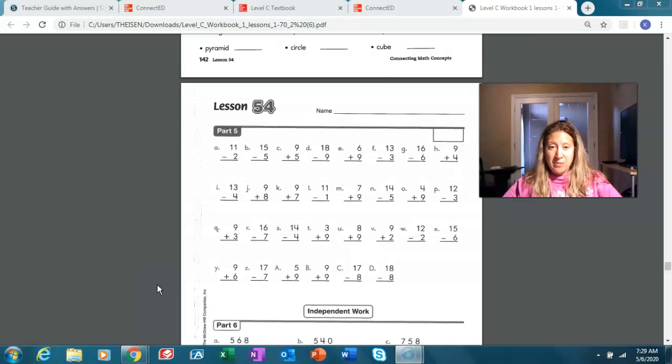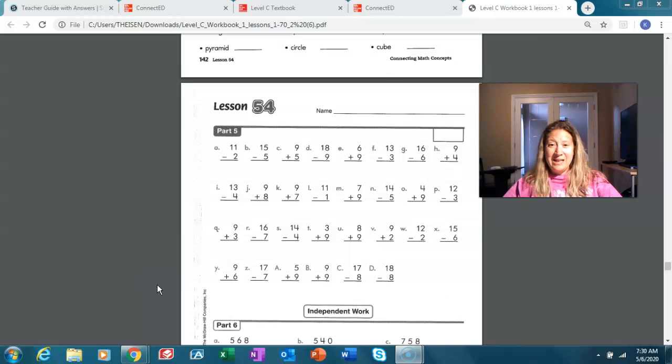So touch problem A. 11 minus 2. What's the answer? 9. B, 15 minus 5. What's the answer? 10. C, 9 plus 5. What's the answer? 14. D, 18 minus 9. What's the answer?